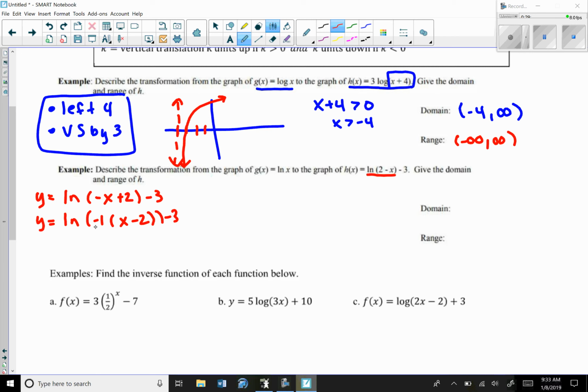And so we have our horizontal transformations. So the first one is that -1. So remember, that is a reflection over the y-axis.